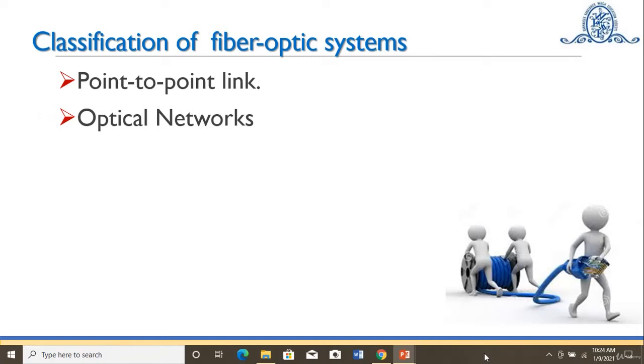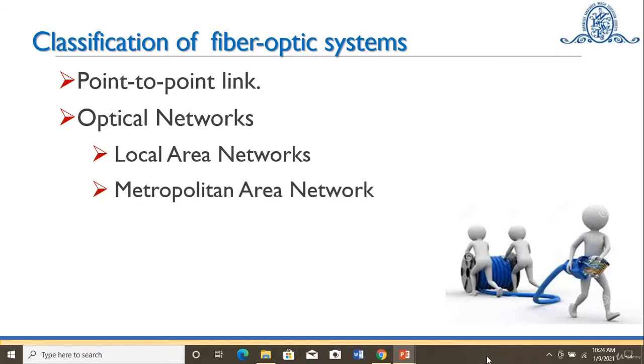So we have different optical networks, like the local area network, LAN. It links two or more points within a small area, for example within a building or between a few buildings. The second one is the metropolitan area network, MAN. It covers a larger area, for example, a complete city. And the next one is the wide area network, WAN. It extends over a larger area, for example, a whole country or even more than that.